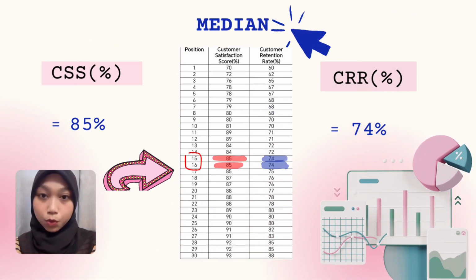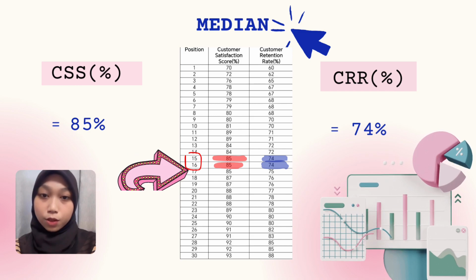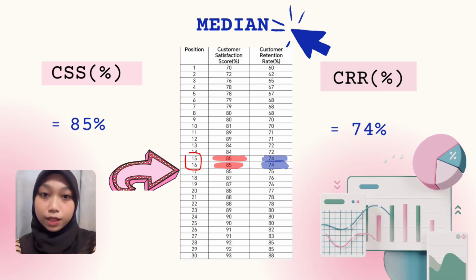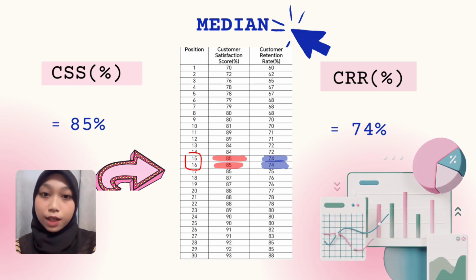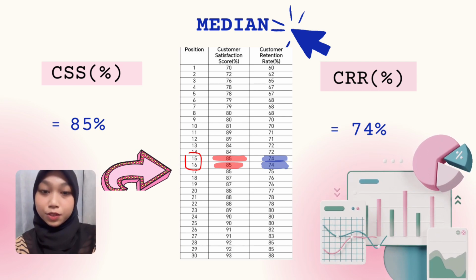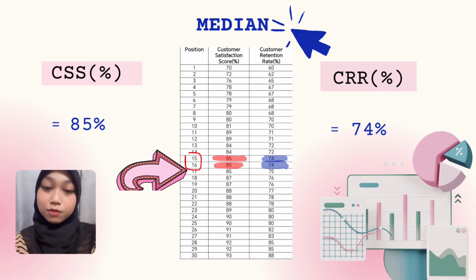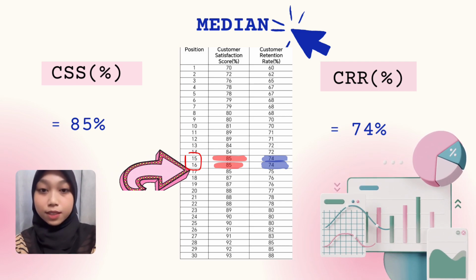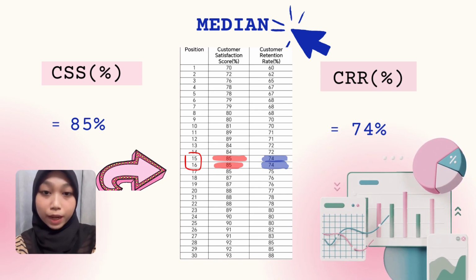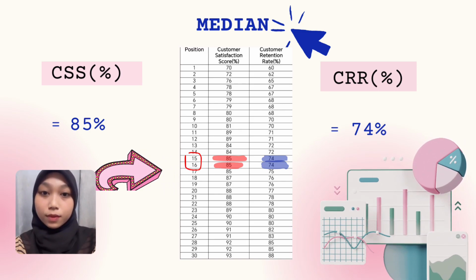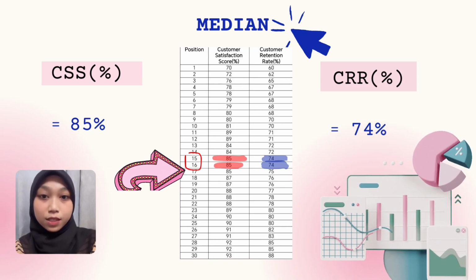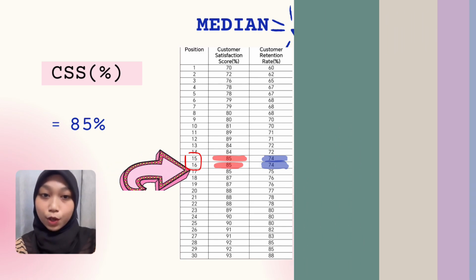Next, we have the median, which represents the middle value of a sorted dataset. The median CSS, which is the customer satisfaction score, is 85%, while the median CRR is 74%. As you can see in the schedule that I prepared, positions 15 and 16 have the same number and it is not an odd count, so we don't have to divide by 2. This supports the earlier finding that customer satisfaction levels tend to be higher overall.